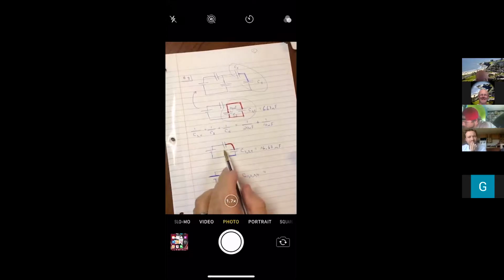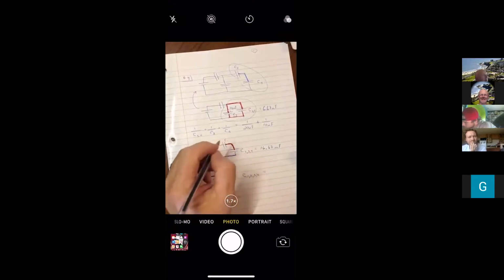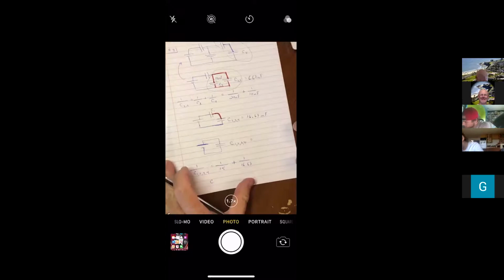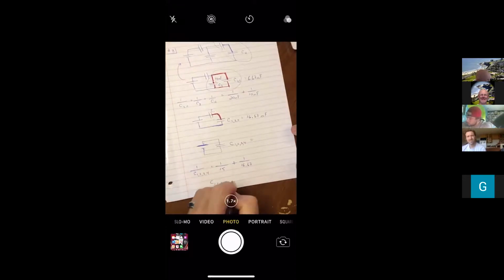And so number 1 here, which is the 15, so I'll take the reciprocal of the 15 and also the reciprocal of the 16.67, and eventually then get the equivalent of all 4 of those.